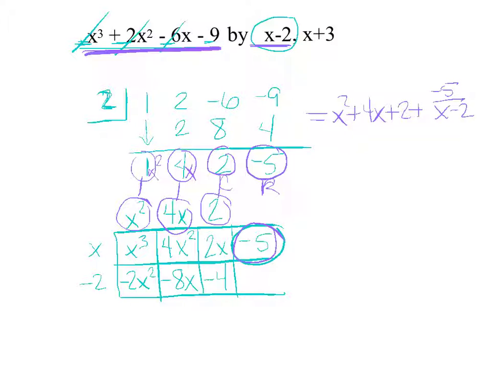All right, let's try this thing again, only this time I'm going to divide by x plus 3. So I'm going to try the x plus 3. So I still have a 1, a 2, a negative 6, a negative 9. But in the box I'm going to put a negative 3. So let's try that.